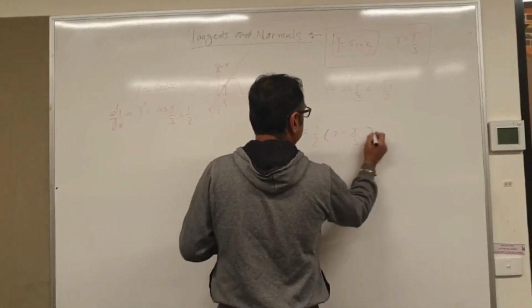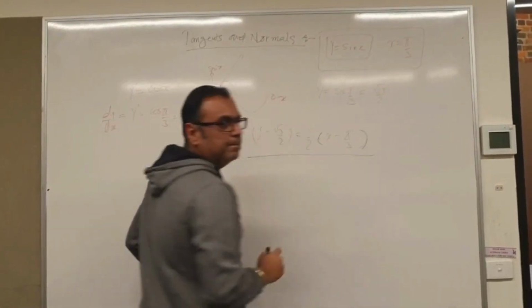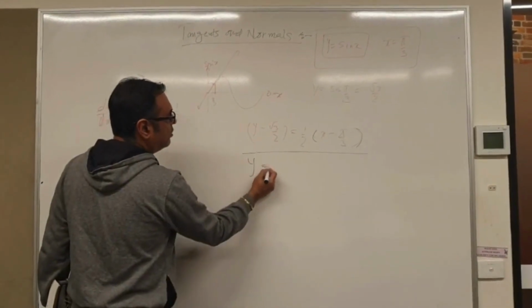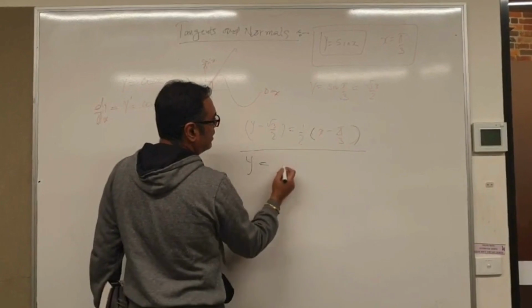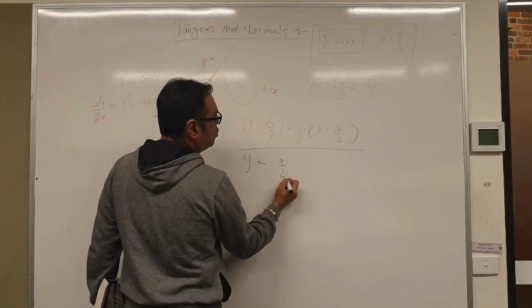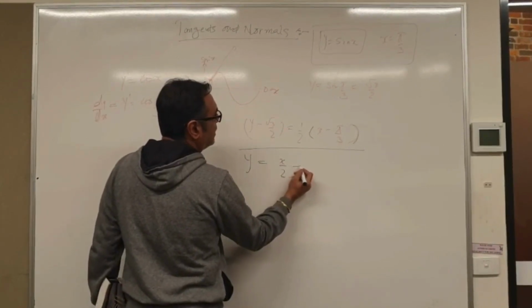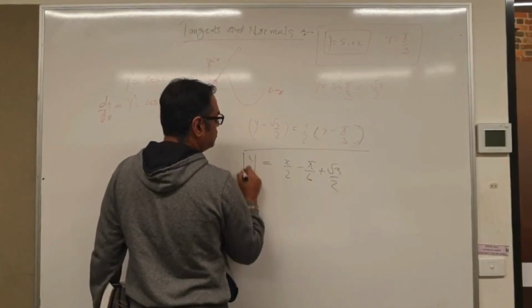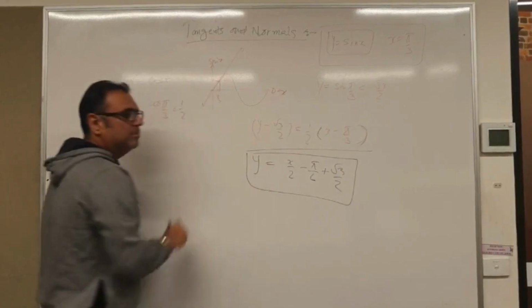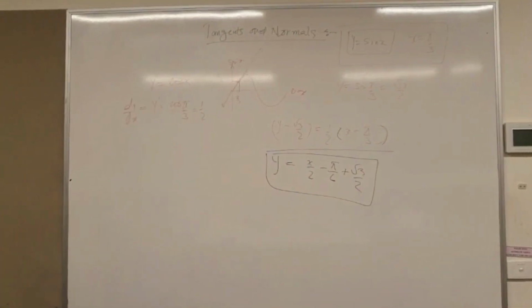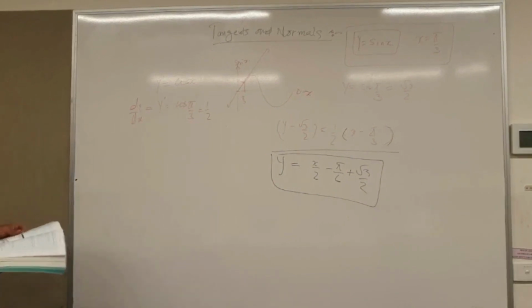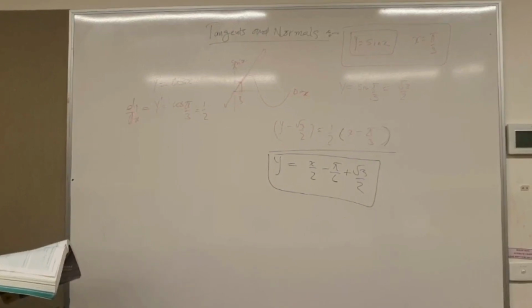Right? And now, if I rearrange it, what do I get? y equals x over 2 minus pi over 6 plus root 3 over 2. Yes? Easy? And then you can even find the equation of normals if you want to.